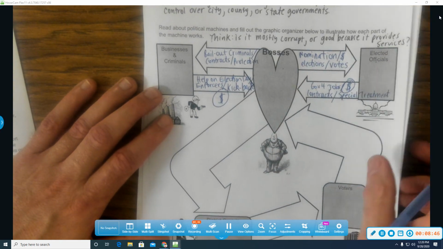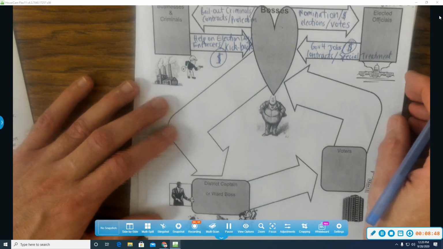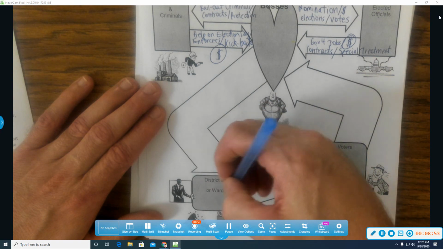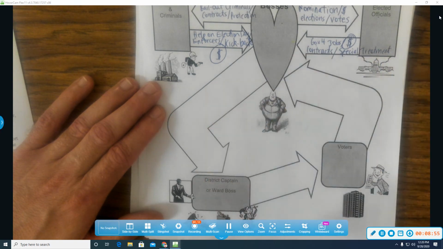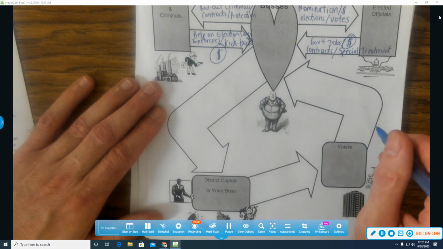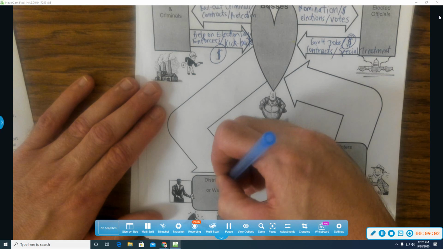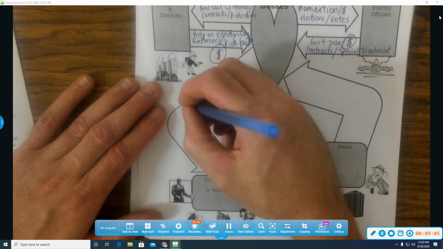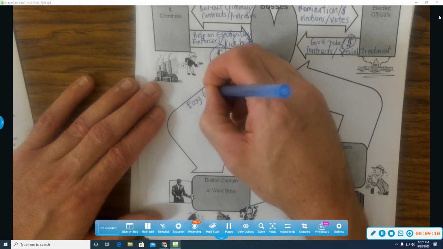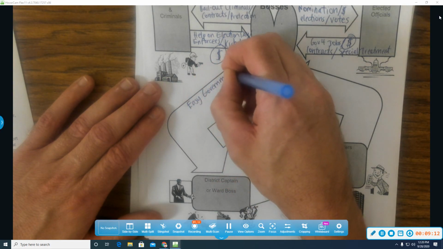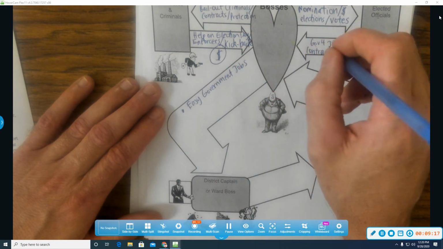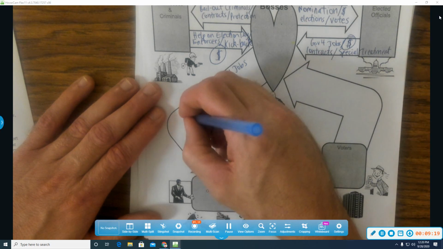All right, now let's talk about the big cycle between the boss and the community. The boss's relationship to the district captain or ward boss. What does he have to give these ward bosses and district captains in order to maintain control? Well, he's going to have to give them easy government jobs to hand out, to pass out to the community. He's going to give him power and influence.